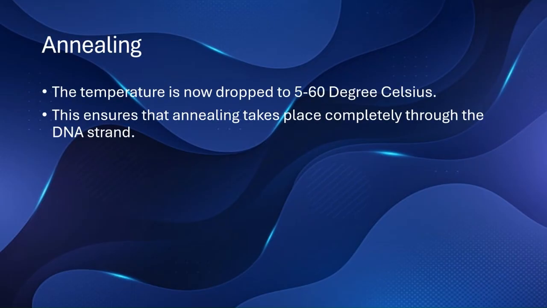So what is annealing? We've sort of looked into this before. The temperature is now dropped to 55 to 60 degrees Celsius, and this ensures that annealing takes place completely through the DNA strand, because now you want annealing to happen. In the initial stage, in denaturation, you don't want annealing to take place, but at lower temperatures it can take place because that's what you need.